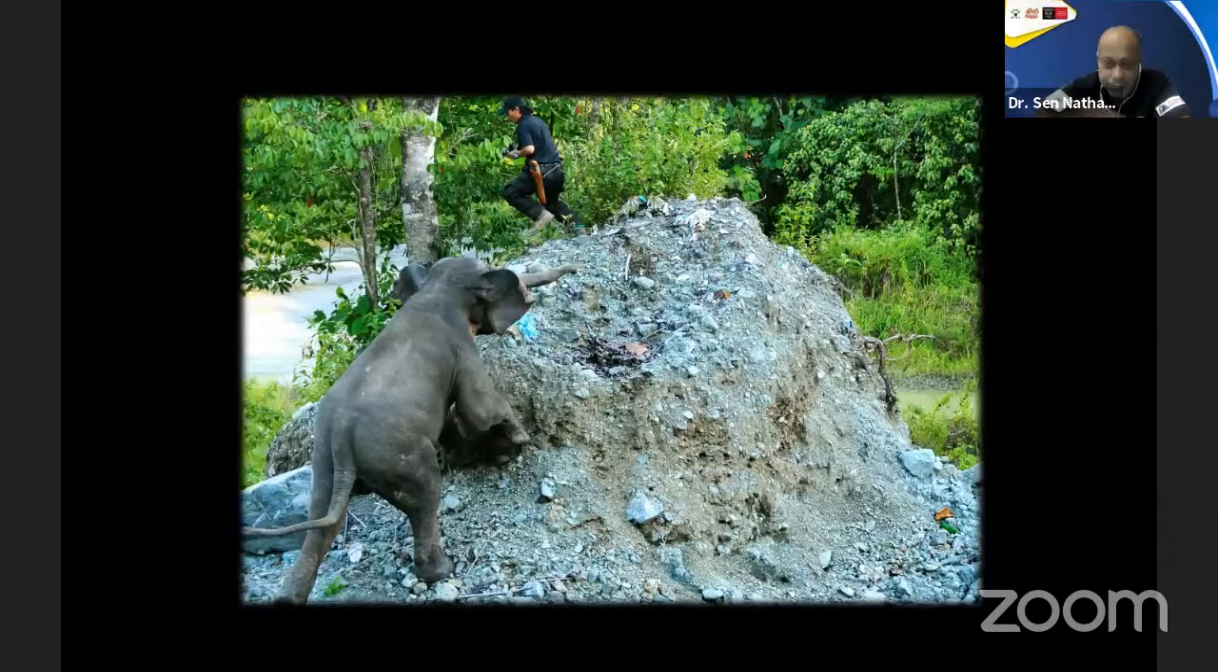It was released, but instead of going into the forest, he decided to play cat and mouse with one of my rangers. Lucky for my ranger, those who have been to Sabah know this guy's name is JB. He's one of the most experienced guys working with elephants. Lucky he found a tree and he actually jumped on the tree. I don't have the photos of him jumping on the tree, but trust me, if the tree wasn't there, this elephant would have got him.